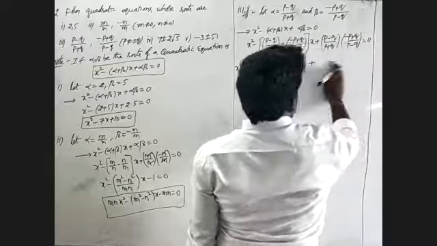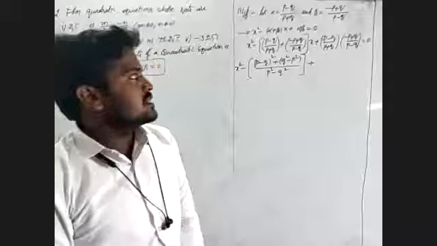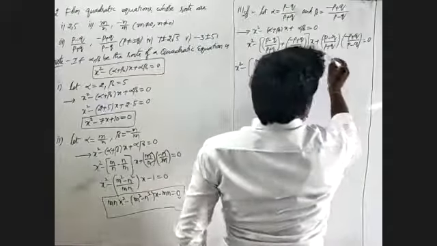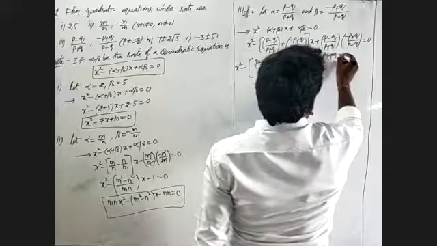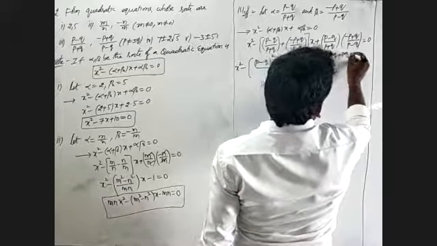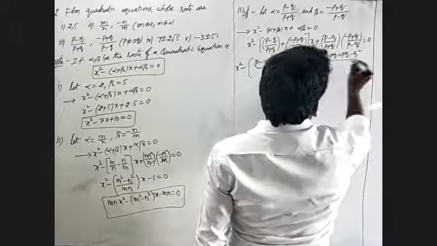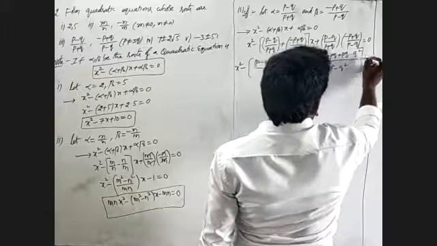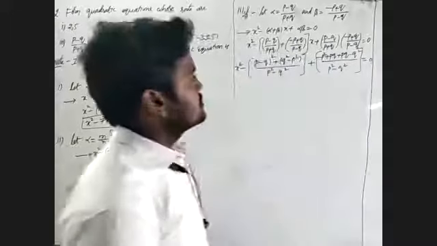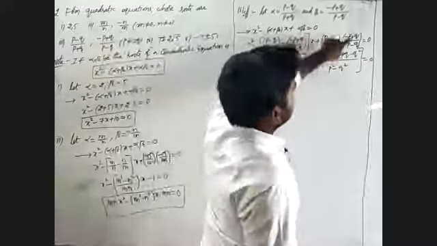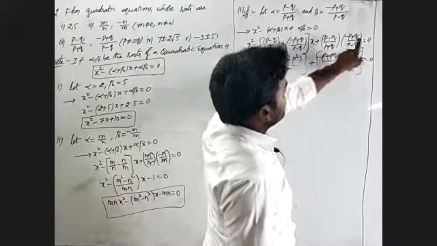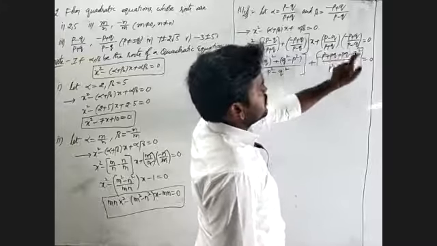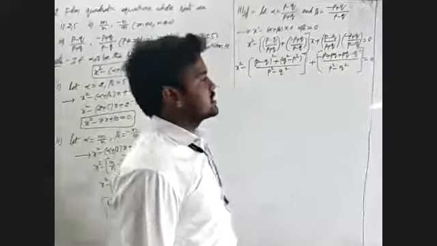What we have to write? We will multiply this one: p into minus p is minus p square. After that plus pq, again minus into minus will become plus pq, minus q square, by the denominator p square minus q square, is equal to 0. Once again I will explain. P into minus p is minus p square. P into q is pq. After that minus into minus will become plus. P into q is pq, plus into minus minus q into q is q square.